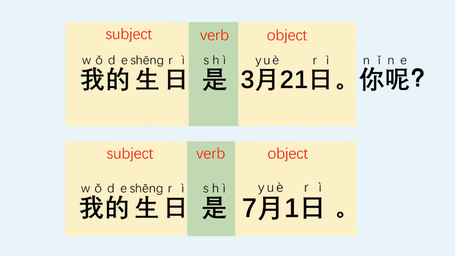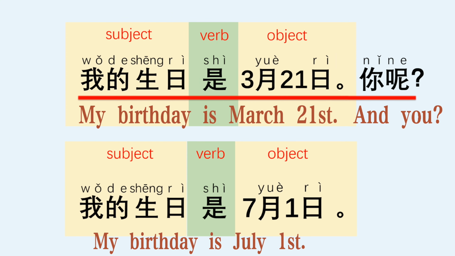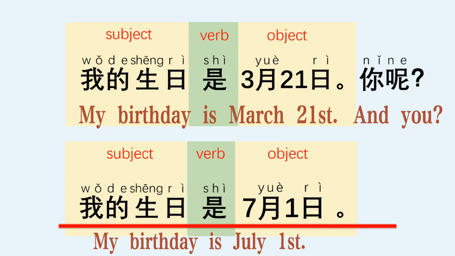Like I said first, I say 我的生日是3月21日. 你呢? My birthday is 21st of March. And you say 我的生日是7月1日. My birthday is 1st of July.